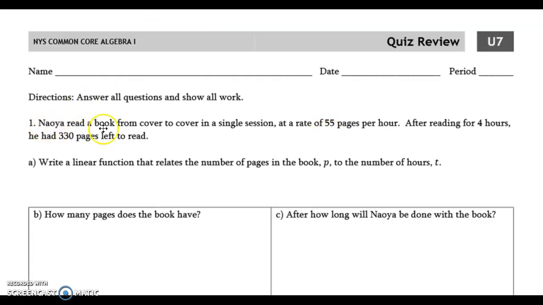The first problem talks about Naoya reading a book from cover to cover at a rate of 55 pages per hour. After reading for 4 hours, he had 330 pages left to read. So what we have to do is write a linear function and determine how many pages the book has and how long it will take for Naoya to be done with the book. Take a second to try to answer this question. So pause the video now, and then I'll give you the answers in a moment.